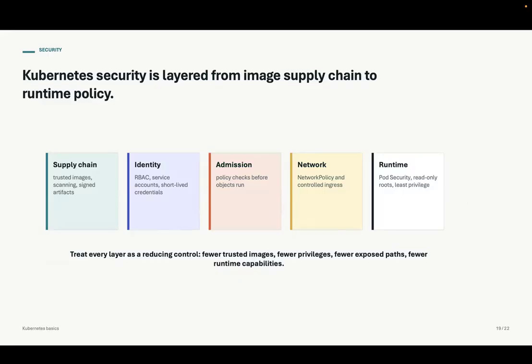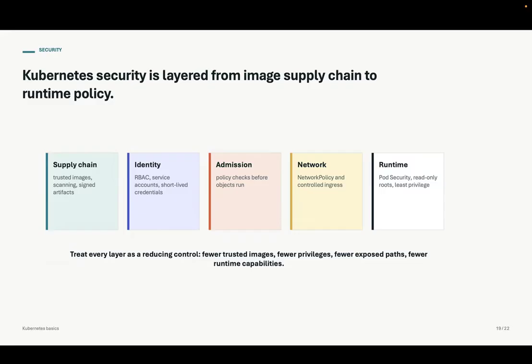Security. Kubernetes provides layered security. There is no single switch. You need to ensure that you use this layered security effectively to secure your overall ecosystem. It starts with the supply chain, where you have very trusted images, vulnerability scanning for the images, only signed artifacts, and controlled registries, which are crucial for ensuring that the supply chain is very secure.